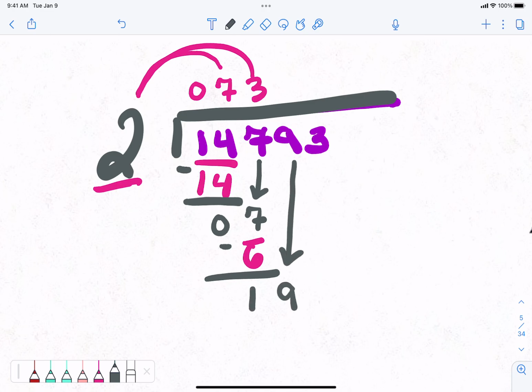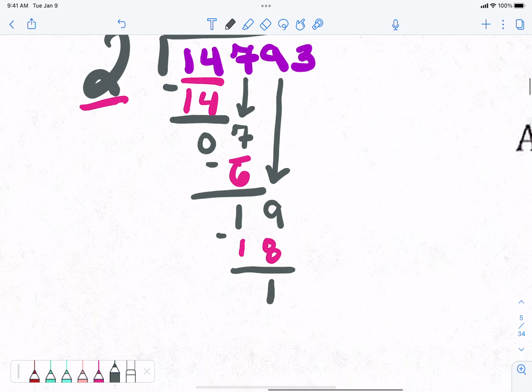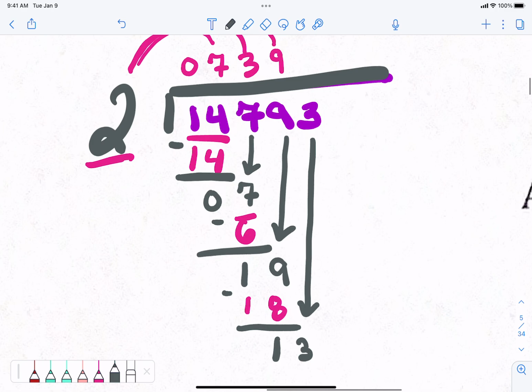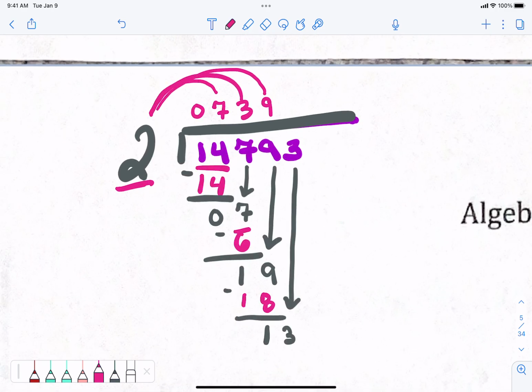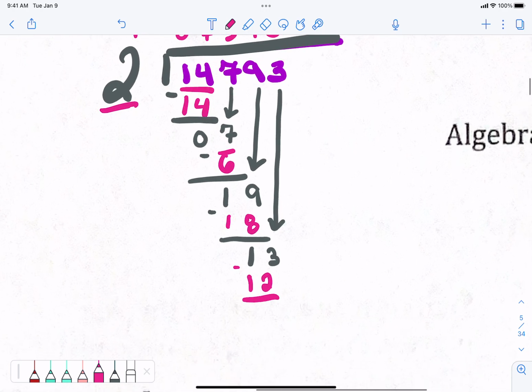How many times does 2 go into 19? 9 times, and then we multiply it back through. 9 times 2 is 18, and then we subtract it. 19 minus 18 is 1, but then I drop down the 3, and we're almost done. We've got to do it one more time. How many times does 2 go into 13? 6 times. 6 times 2 is 12, and I subtract the 12, and that is 1.